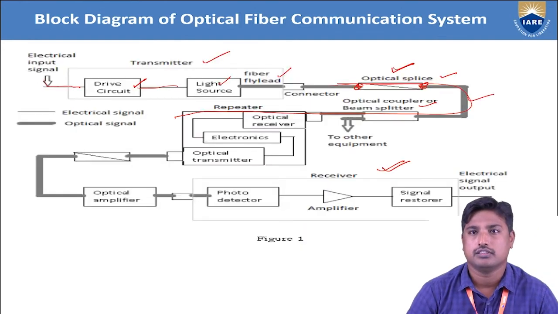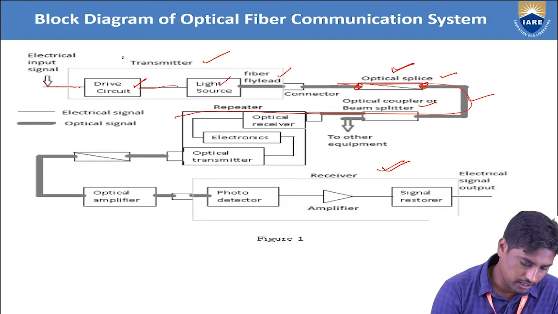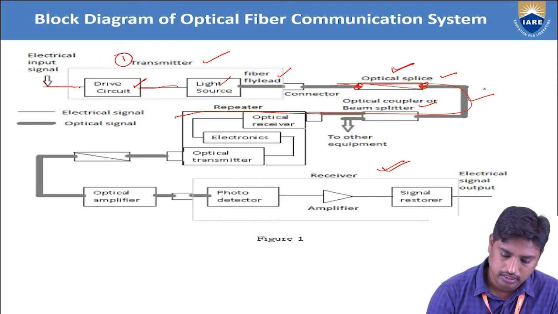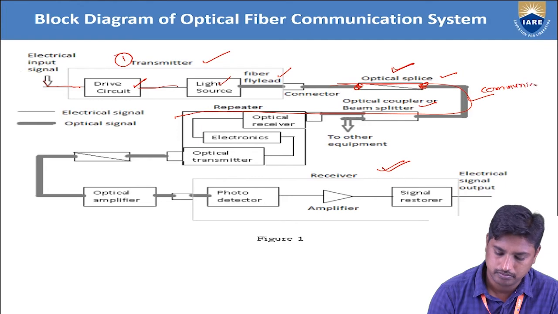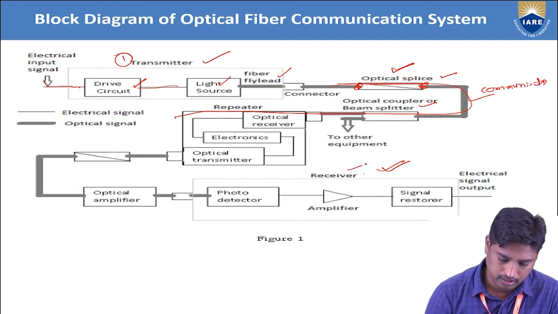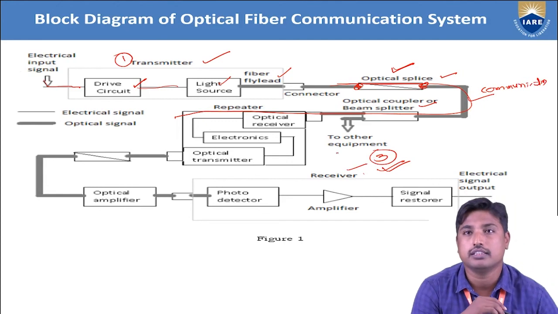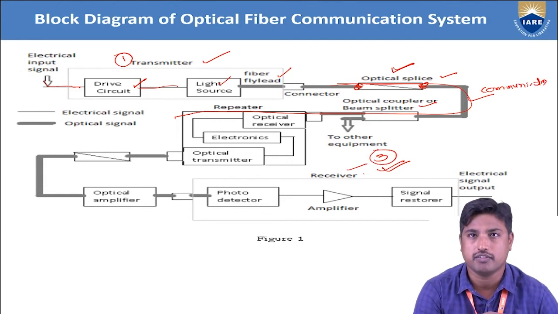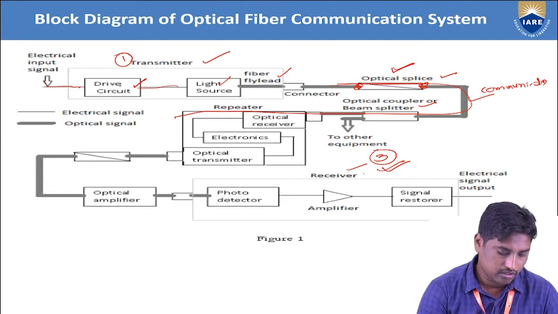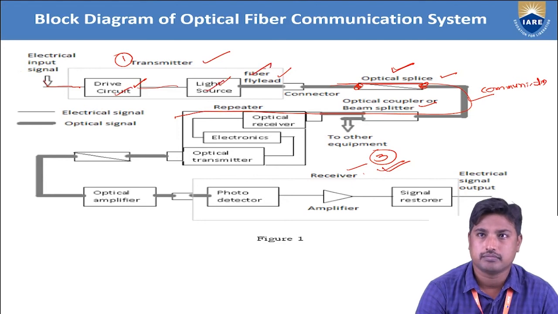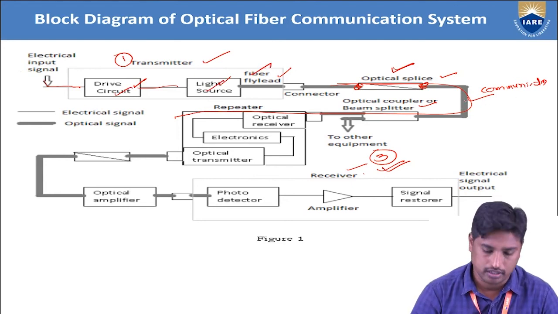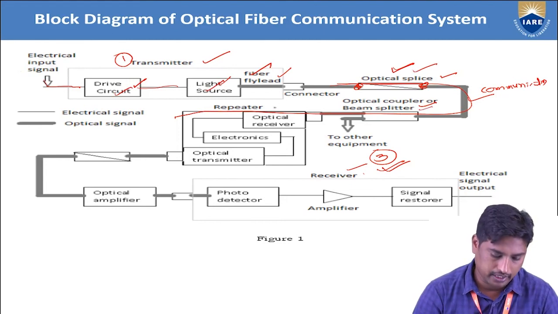Once again, see the block diagram. It consists of mainly three parts. One is transmitter, second is the transmission channel, and third one is receiver. Mainly, these three sections are available in the block diagram of optical fiber communication system. Transmitter consists of drive circuit, light source and fiber pigtail. Transmission channel consists of optical splice, beam splitter and repeater.